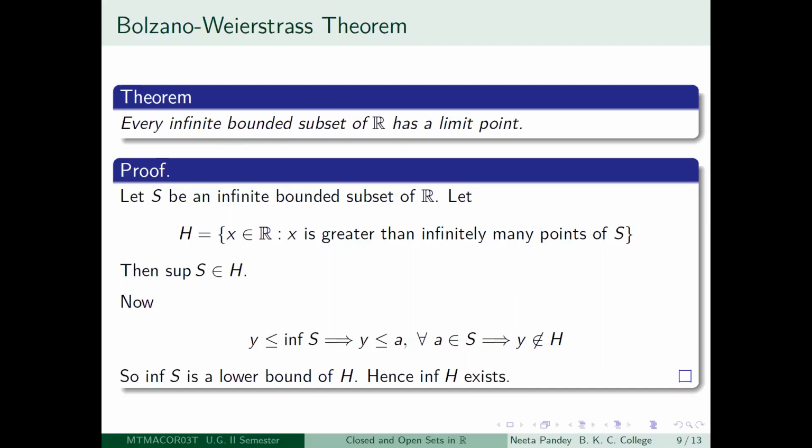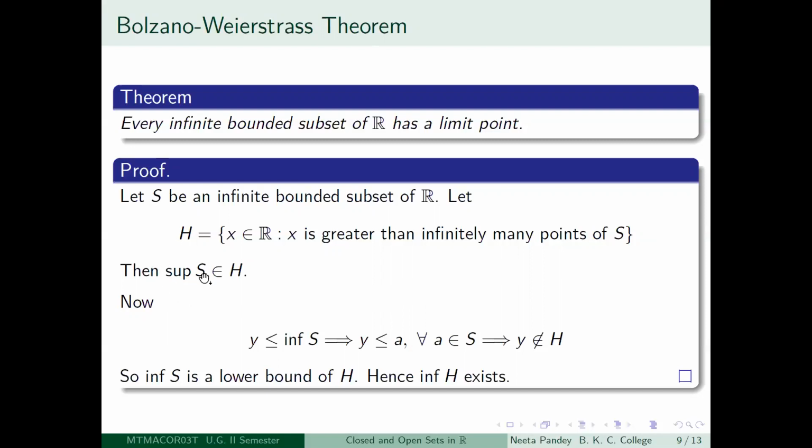So let us see. Suppose I take an infinite bounded subset of R, capital S, and I construct a new set, capital H, which consists of all those real numbers which are greater than infinitely many points of S. Okay. So then look at, since S is a bounded set, its supremum as well as infimum exists in R.